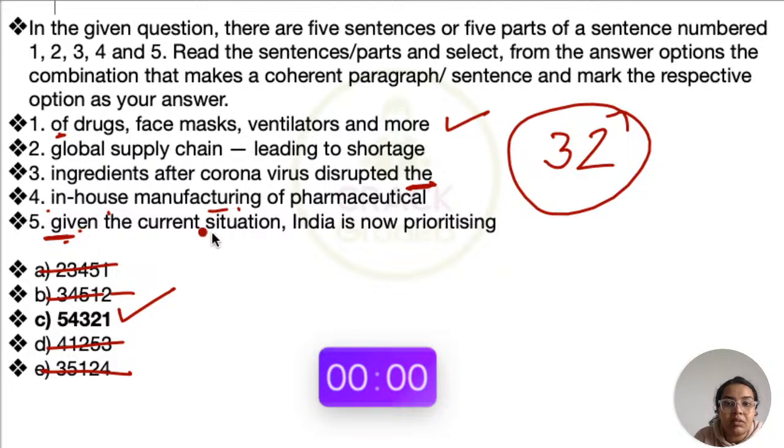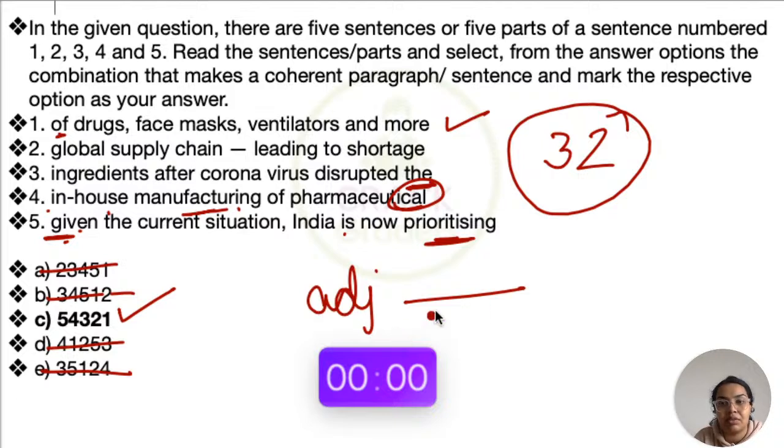Okay. Given the current situation, India is now prioritizing what? In-house manufacturing of pharmaceutical adjective है ना, so you will most of the time get noun after it. Pharmaceutical what? Pharmaceutical ingredients after corona disrupted the global supply chain leading to shortage. Shortage अपने बाद of लेता है of these things.